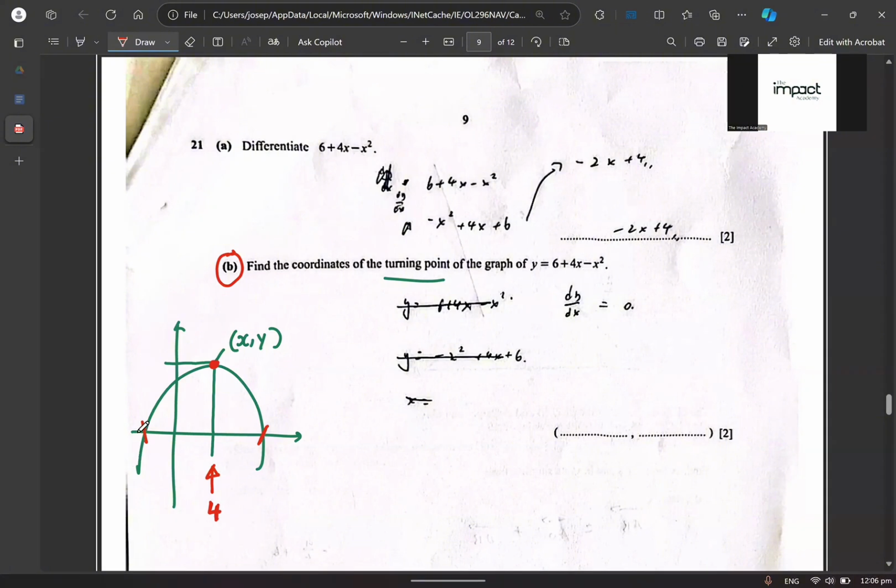So I have 2 points over here, right, that I need to find. Why am I finding these 2 points? Because these 2 points will help me to find my line of symmetry. You understand what I'm saying?